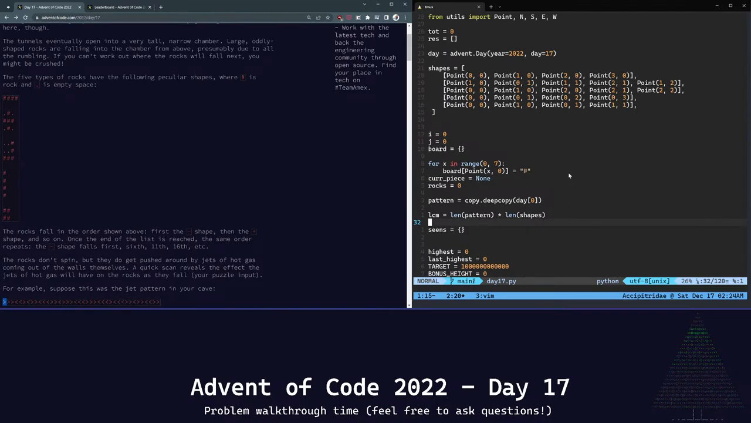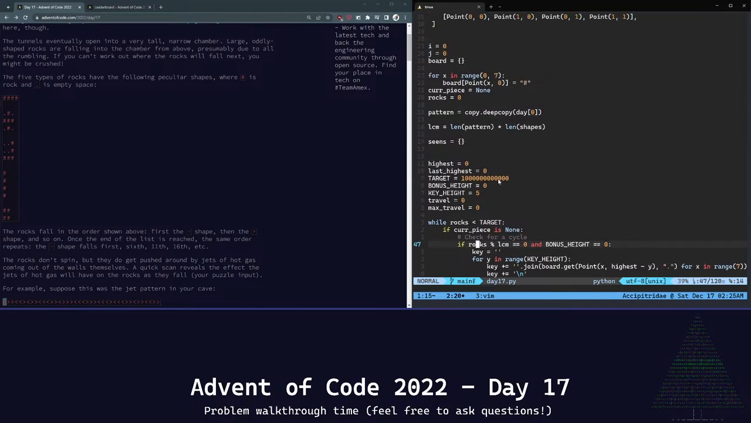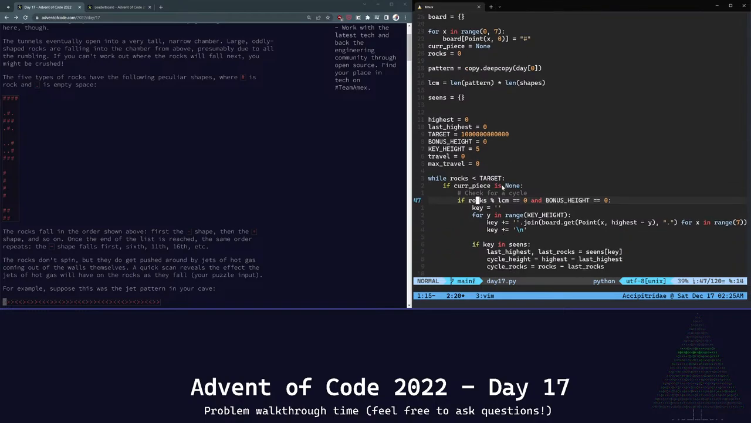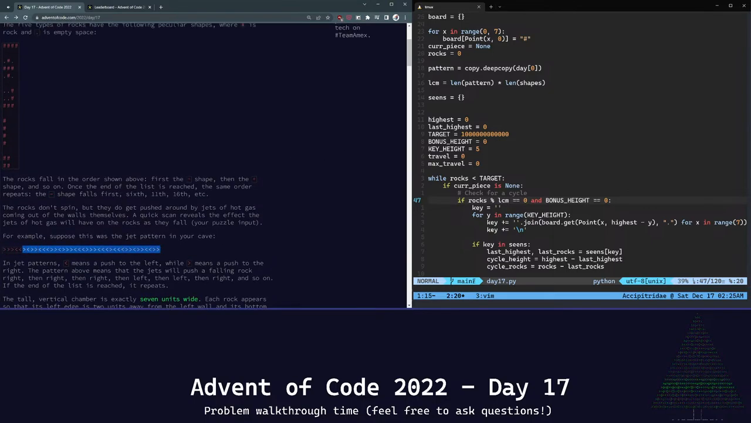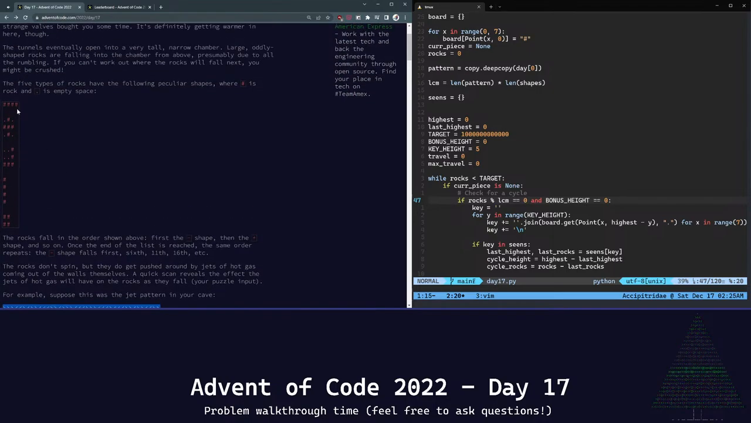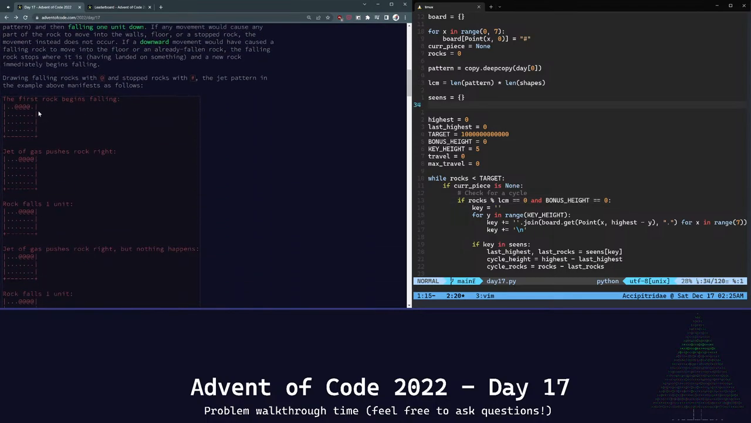oh, wait, I'm just trying to think. Did I just get lucky? If rocks, oh. I'm starting to think I got lucky with this calculation right here because I don't think this is right. The intuition was you can have a commonality of a cycle of moves being placed by taking the number of moves here times how many rocks there are, and then we'll always come back at the same position. We're basically looking for some cyclic behavior in this.